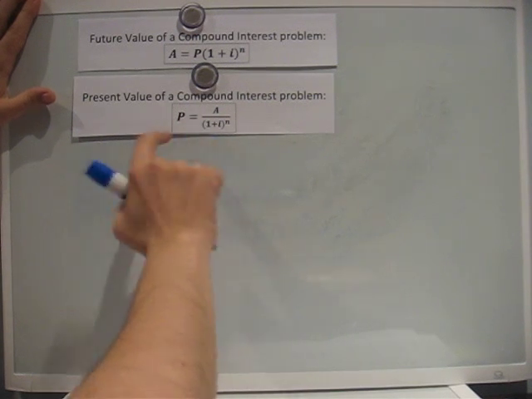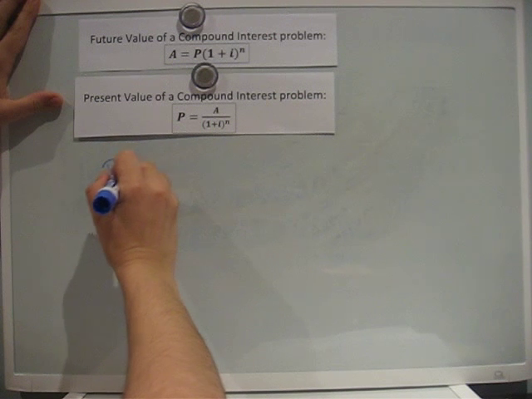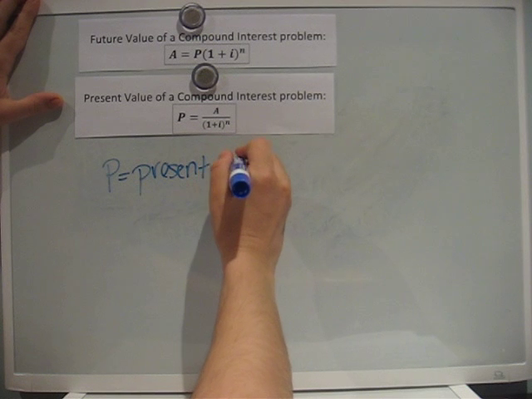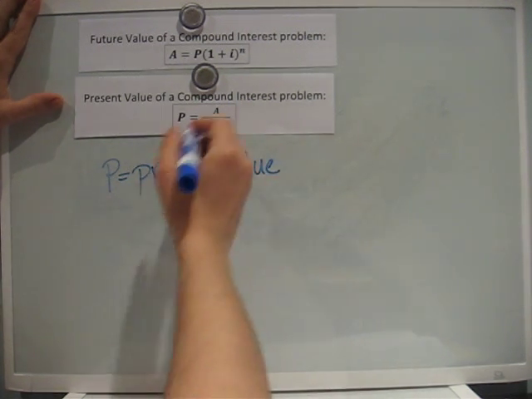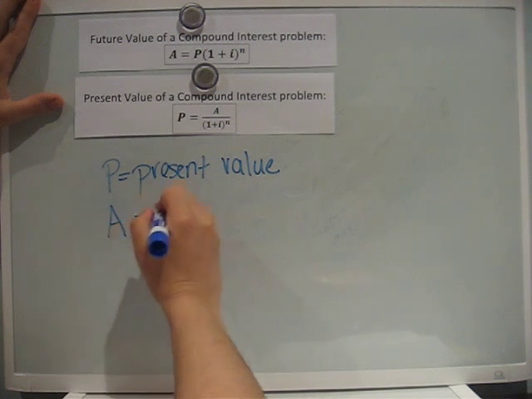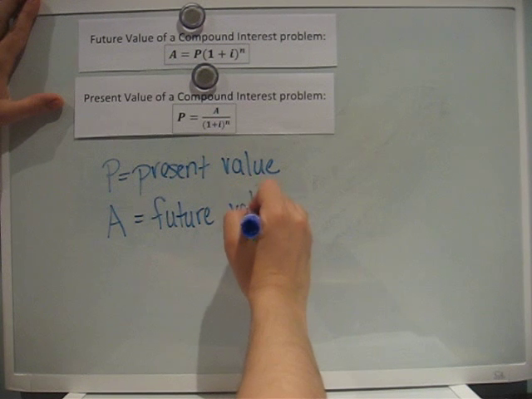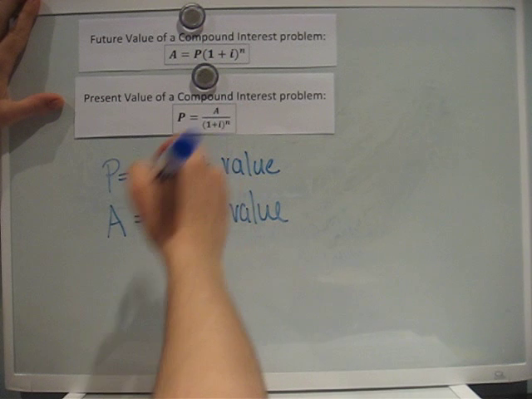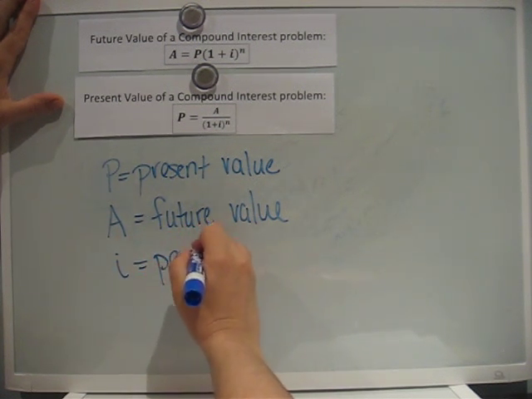So if I'm looking at this equation, P is the present value, or the principal amount of a loan or an investment. A is the future value, or the maturity value of a loan or an investment. i is the periodic interest rate.